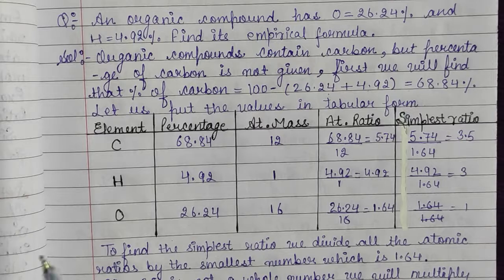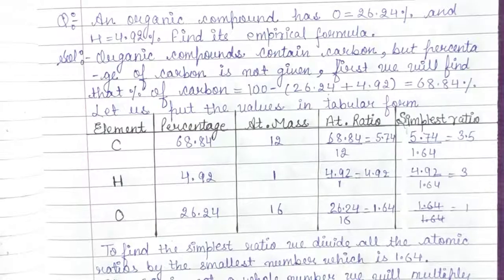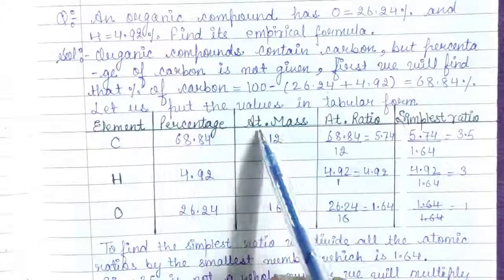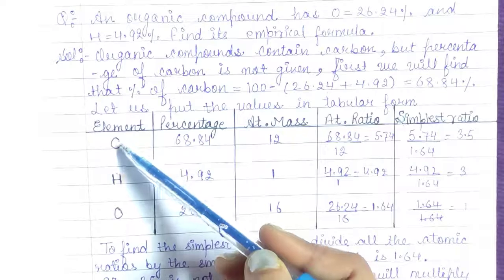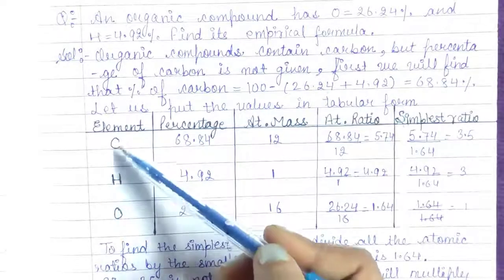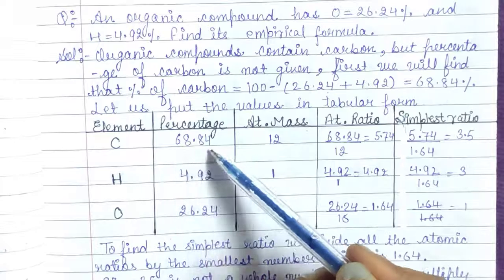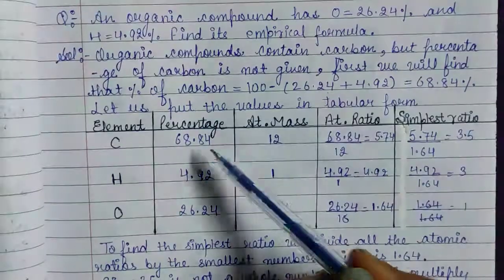Now let us put the values in tabular form. So you just draw a table in your notebook like this. Draw the columns for element, percentage, atomic mass, atomic ratio and simplest ratio. You will write all the elements which you have been given, that is carbon, hydrogen, oxygen, and their percentages, that is 68.84%, which we have calculated.